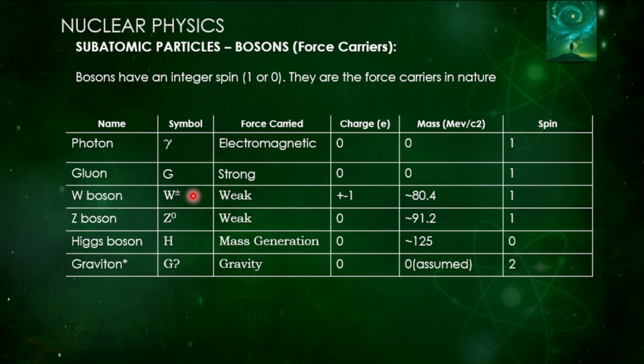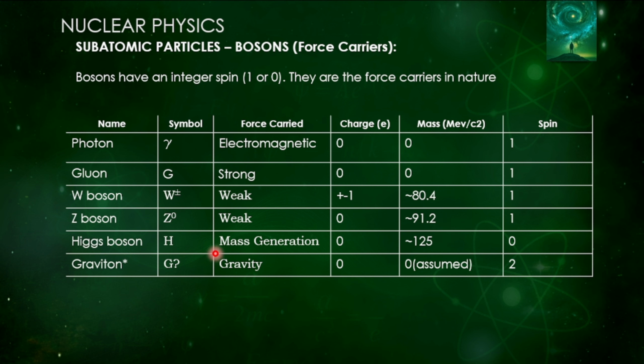W boson, W plus/minus: the force carried is the weak nuclear force, which triggers, again, radioactive decay. Charge plus or minus 1, and the mass is around 80.4 mega electron volts. The spin is 1. Okay, it's a little bit heavy. The Z boson, Z0: the force carried is also the weak nuclear force. The charge is 0, the mass around 91.2 mega electron volts, spin is 1.